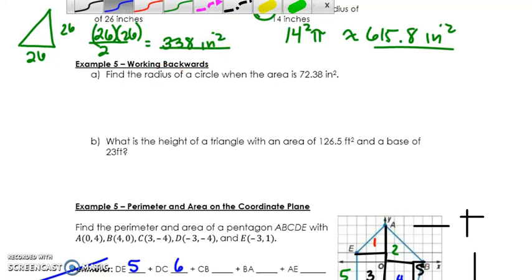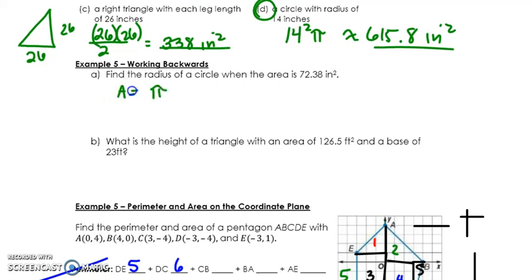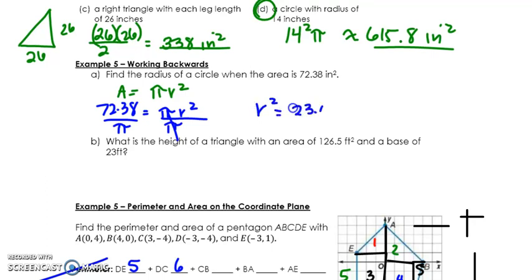Working backwards here with the problems, using a circle first, we know that area is equal to pi r squared. And so we're going to plug in our area, 72.38, and work backwards. So the first step is dividing by pi, and that's going to give us radius squared equals 23.039. We undo squared by doing the square root, and that's going to give us a radius of approximately 4.8 inches.